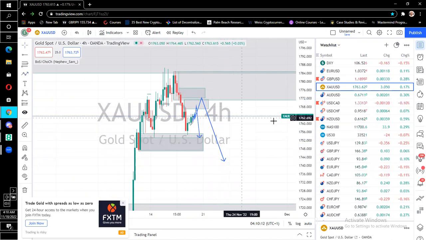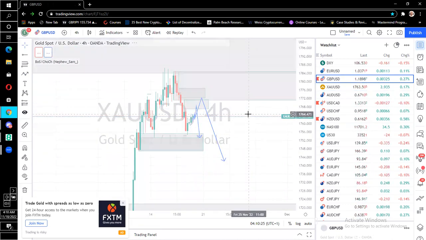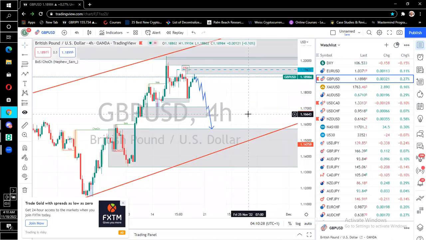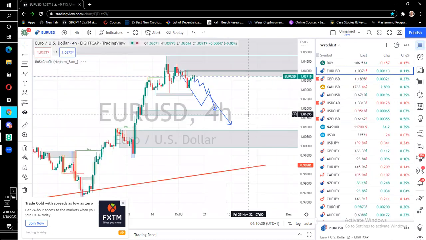So these are the two places that we're expecting to see a reaction to sell. Once you get to this level, I'll go to a lower time frame to look for entry and sell down. So that is what I'll be expecting from this pair.